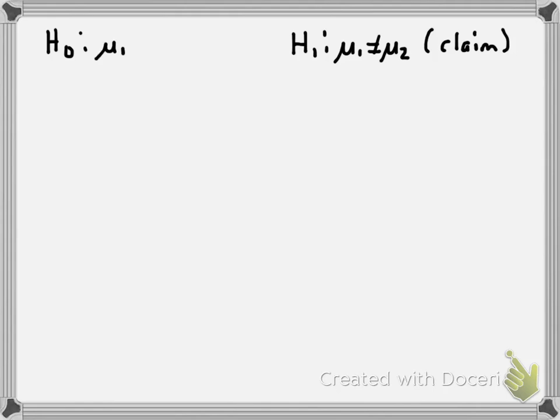In this example, we will use the traditional method to test the claim that there is a difference between the control group and the obsessive-compulsive group. Let's start with the null hypothesis and the alternative hypothesis. If they're claiming that there is a difference between the two groups, that means that their means are not the same. So that's our claim. The null hypothesis always has an equal sign, so mean 1 is equal to mean 2.